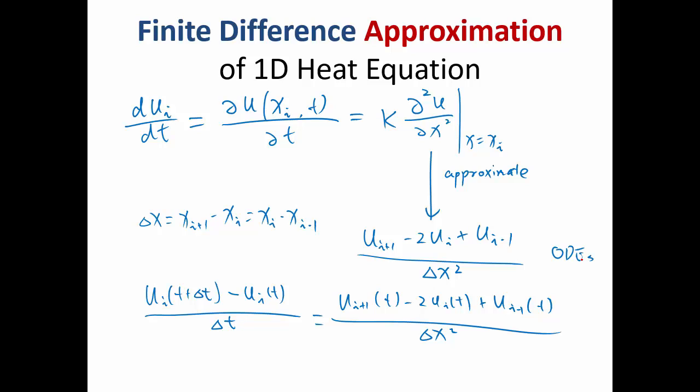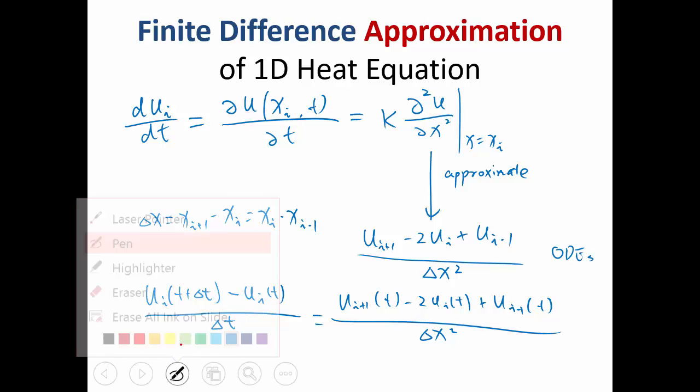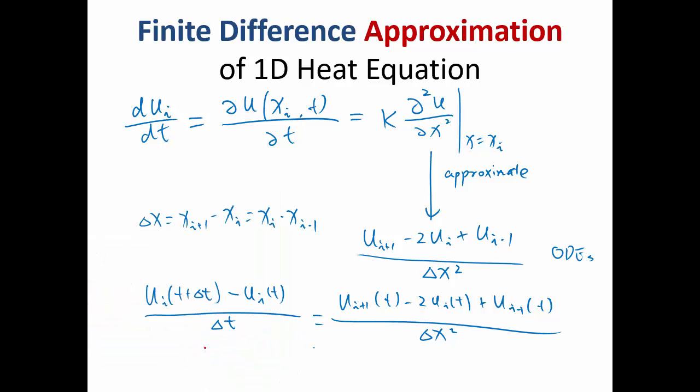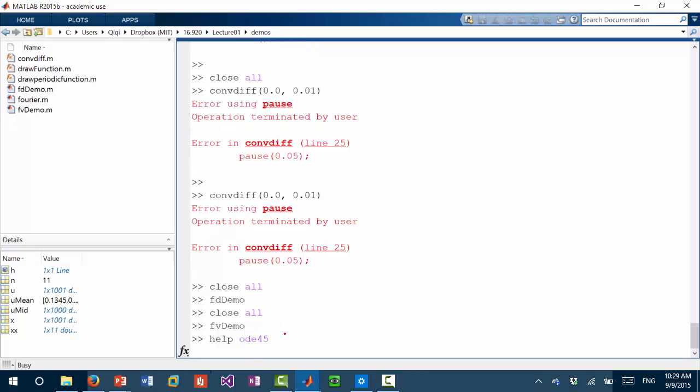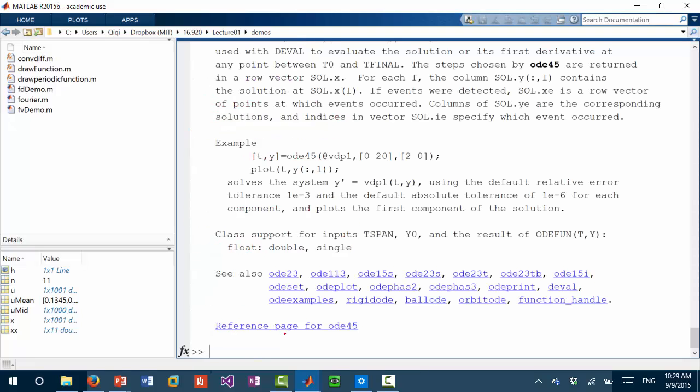And in MATLAB, MATLAB comes with some pretty good ODE solvers. Go to MATLAB, type help ode45. That's one of the most popular ODE solvers in MATLAB. If you just type that in MATLAB, you're going to get a lot of help. You're going to see a lot about how to use ODE solvers like that.